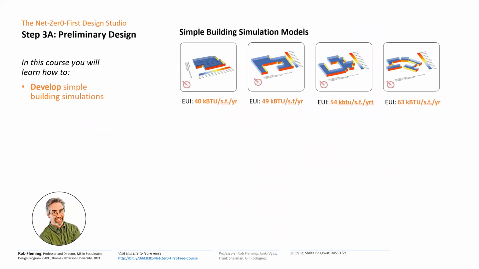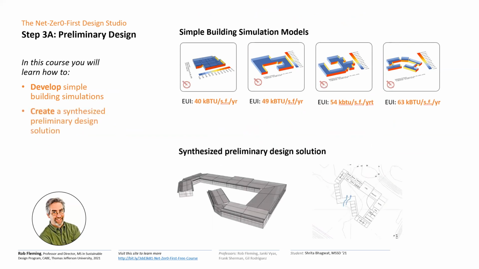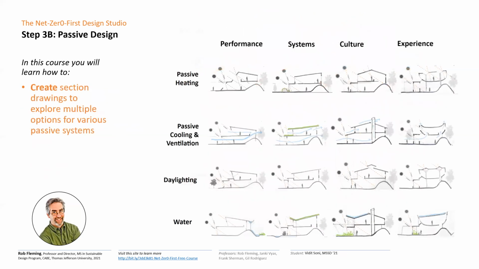And these are Ladybug Grasshopper images. In our class, we're going to be using Sefaira and SketchUp, which is free as a trial version as part of this course. And then immediately we're going to begin to synthesize those 4 options into a preliminary design solution that has some intelligence. We'll go deeper and start to explore passive design through the development of 16 different passive design sections, each exploring a different goal.